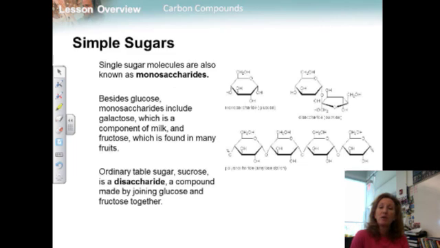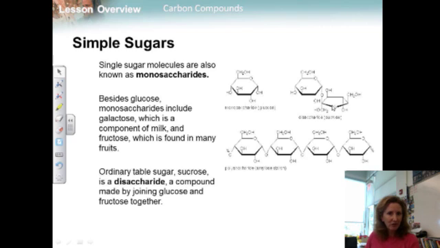Carbohydrates include both sugars and polymers of sugars. The simplest of carbohydrates are monosaccharides, or simple sugars. These are the monomers from which more complex carbohydrates are constructed. Here's what a monosaccharide molecule looks like.